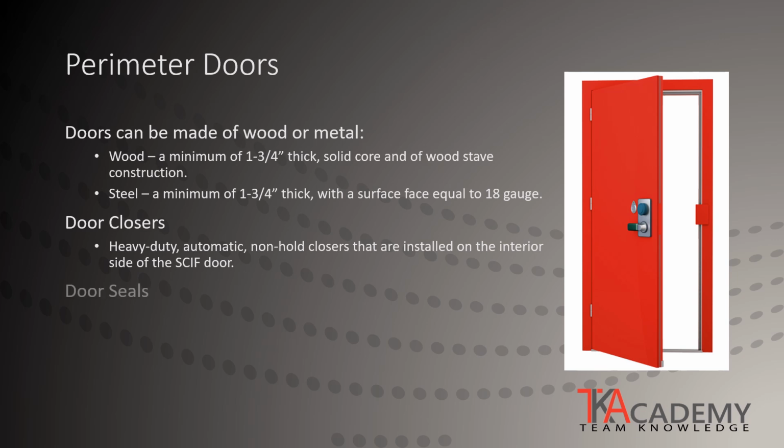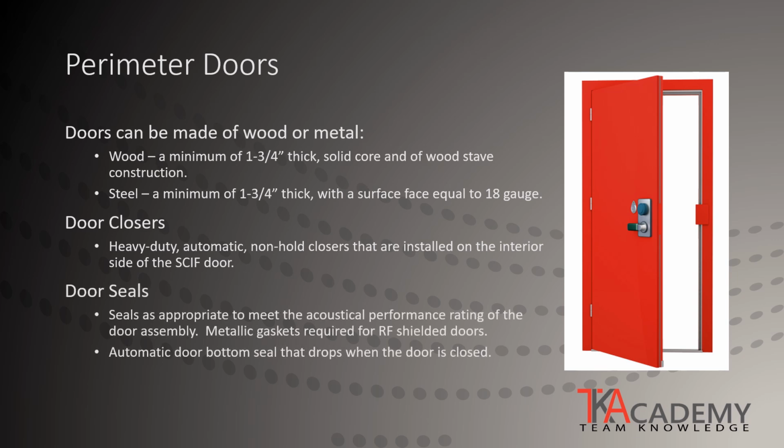Doors must have the same acoustical performance as the skiff perimeter. Acoustical seals must be installed on the door frame, and an automatic door drop bottom must be included to create the acoustical seal around the door edges when closed and seated within the frame. Metallic gaskets are used for seals when there is an RF shielding requirement to ensure electrical continuity through the door and frame when the door is closed.